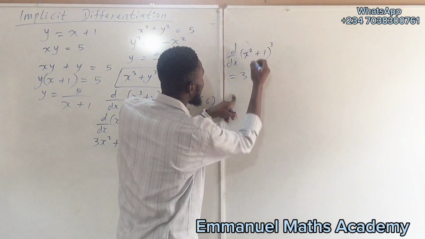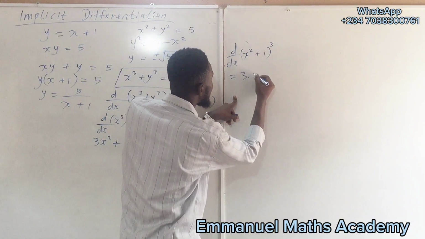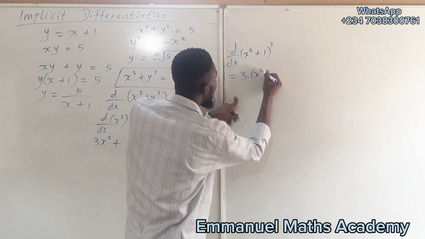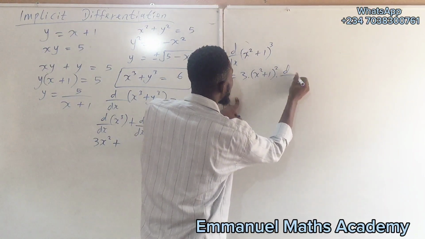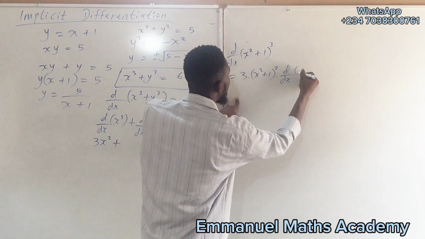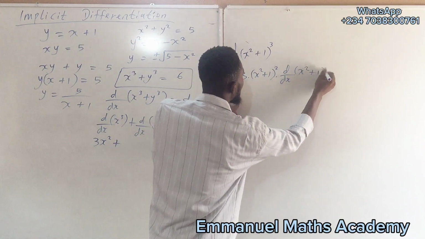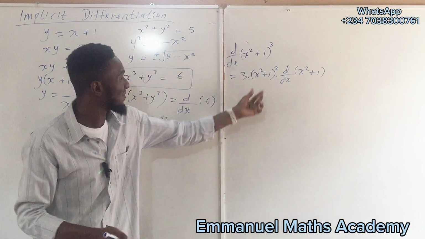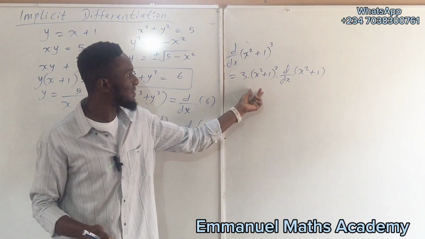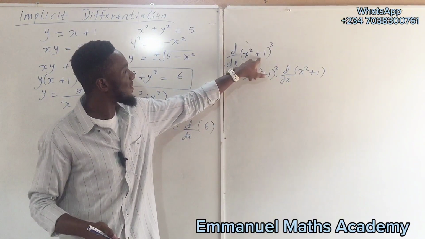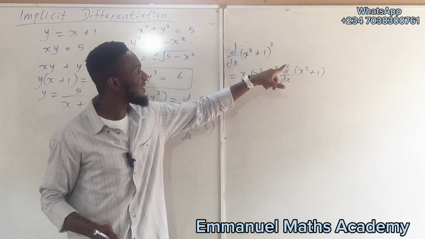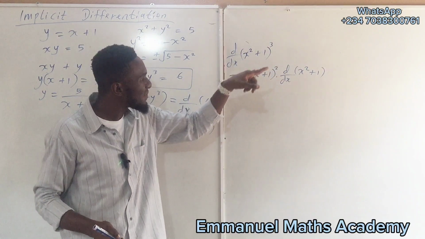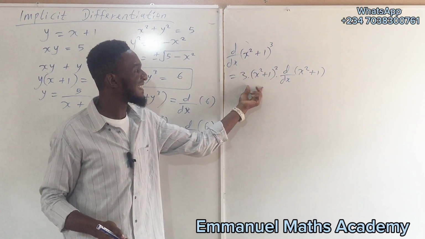3 times x squared plus 1 power 2 times d over dx. Right? This is your chain rule. This is your simple chain rule. Because if you call this u, then automatically your y is equal to what? u raised to power 3. Then your dy/du times du/dx will give you this.